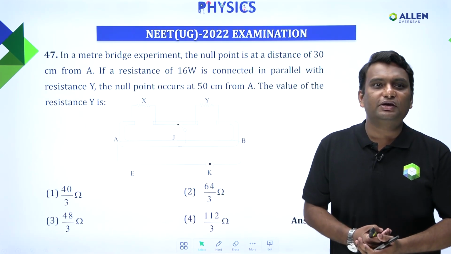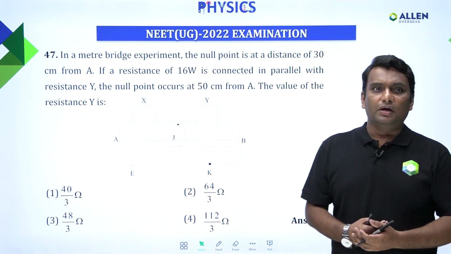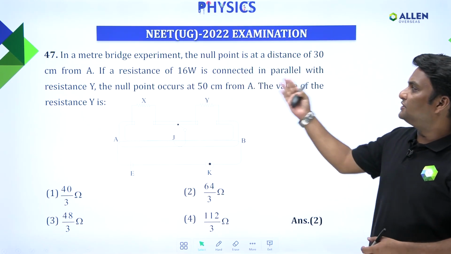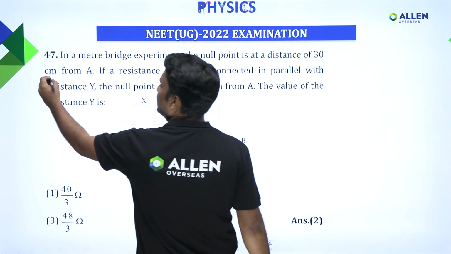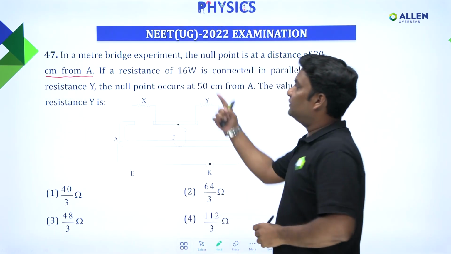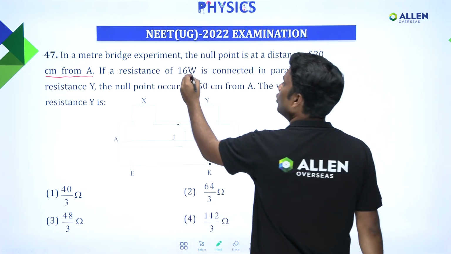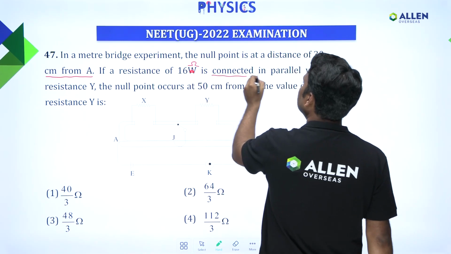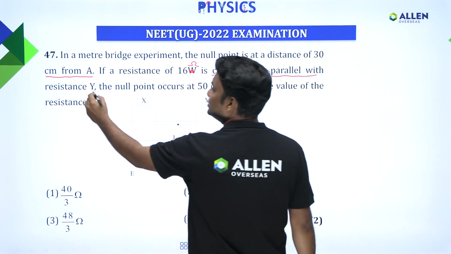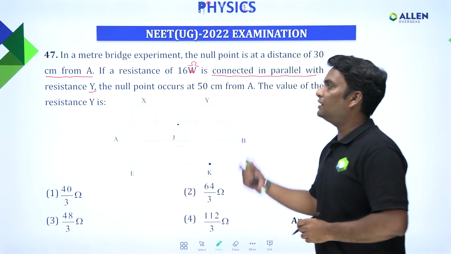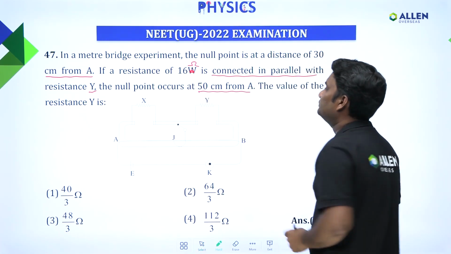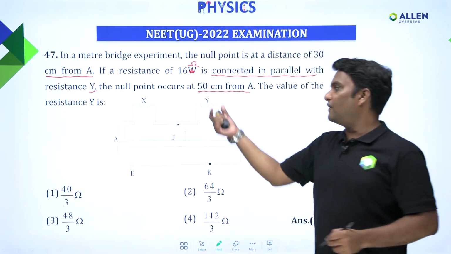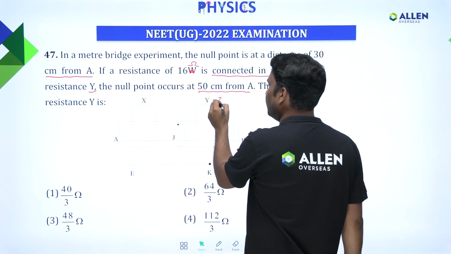Now the next question in the sequence is question number 47. In this question, in a meter bridge experiment, the null point is at a distance of 30 centimeter from A. If a resistance of 16 ohm is connected in parallel with resistance Y, then the null point occurs at 50 centimeter from A. The question is asking what is the value of this unknown resistance Y.